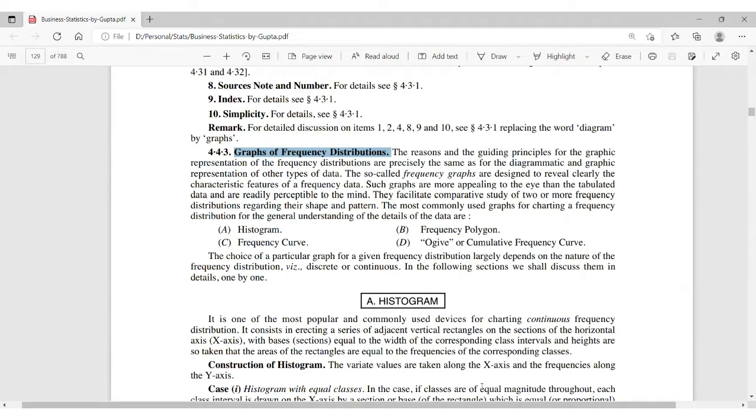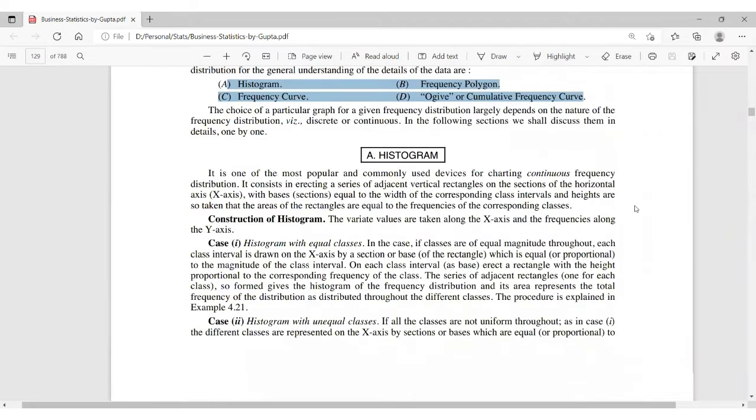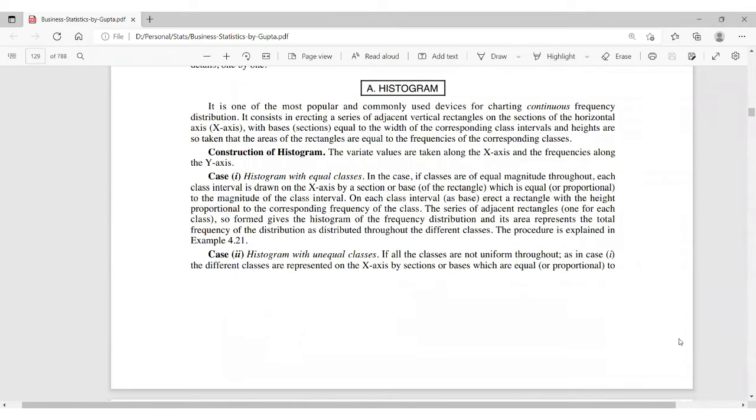Now see. In general, for the frequency distribution, we use four kinds of graphs: histogram, frequency polygon, frequency curve, and ogive curve. Okay, let me do them one by one. Histogram.